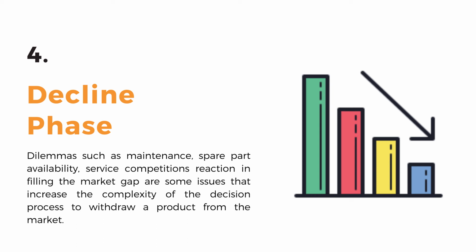So the decision for withdrawing a product seems to be a complex task, and there are a lot of issues to be resolved before we decide to move it out of the market. And dilemmas such as maintenance, spare part availability, service, competition's reaction, and filling the market gap are some issues that increase the complexity of the decision process to withdraw a product from a market. So often companies retain a high price policy for the declining products that increase the profit margin and gradually discourage the few loyal remaining customers from buying it.